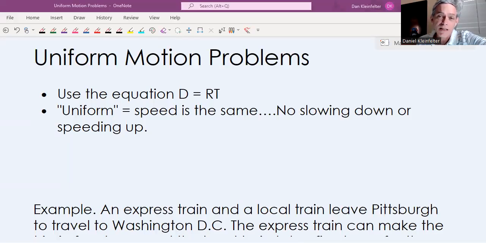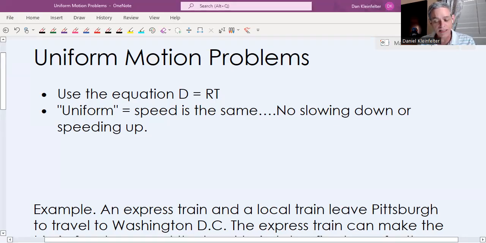Welcome back, everybody. In this video, we're going to be working on another class of word problems called uniform motion problems. So the background first and then some examples. First of all, in all of these problems, we're going to be using the equation d equals r times t. This stands for distance traveled equals the rate at which we're traveling, or the speed, multiplied by the time at which you are traveling.